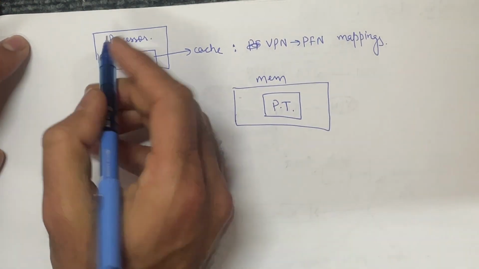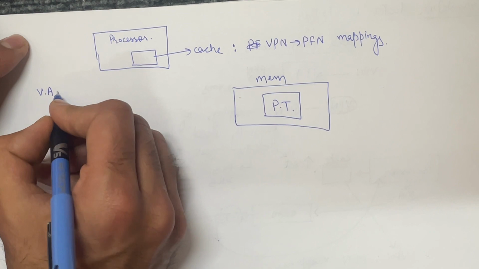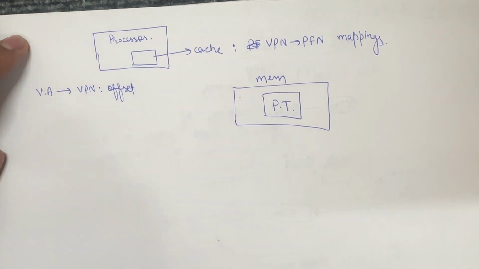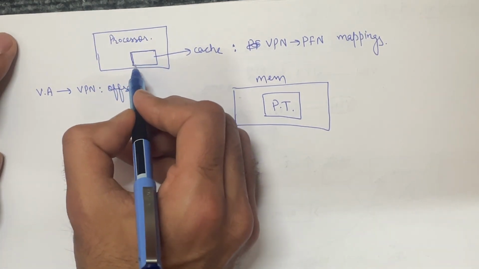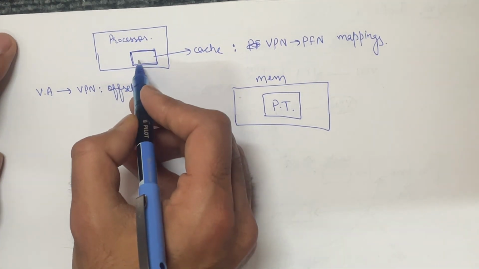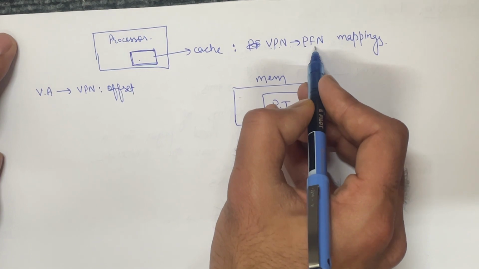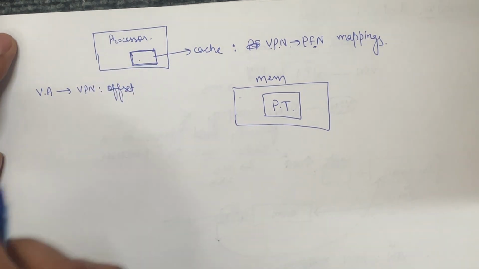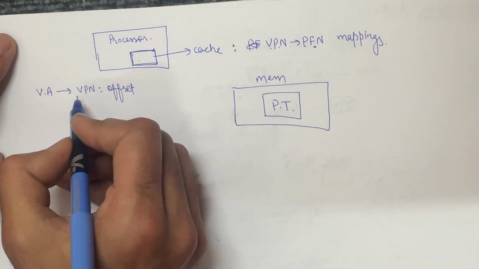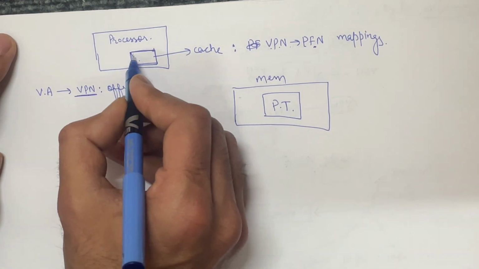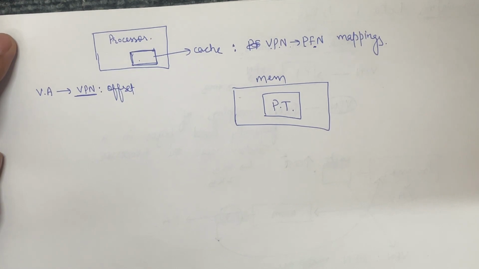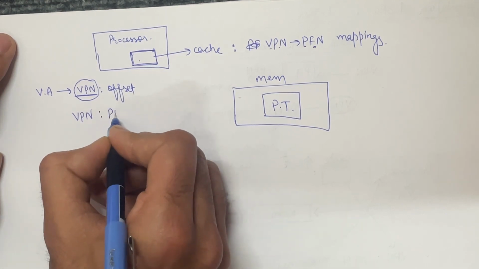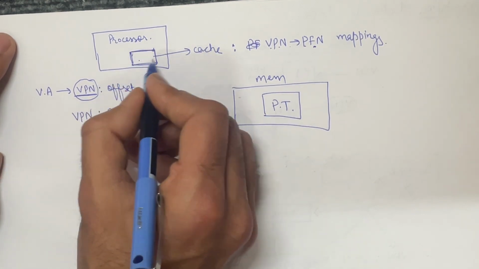Now, the processor generates a virtual address. The virtual address will have two parts, virtual page number and offset. What is the processor going to do? It will first access this cache. We know this cache contains virtual page number to physical frame number mappings, but it contains only a few entries because its size is very small. So we have to see whether this virtual page number to physical frame number entry is stored in this cache or not.